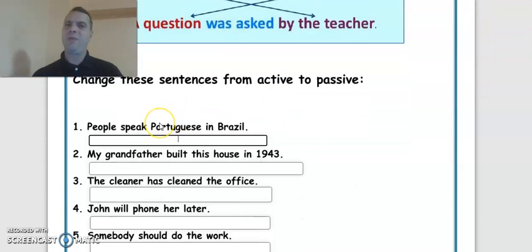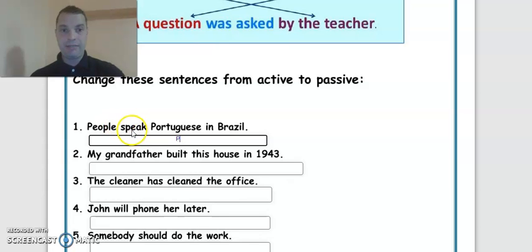So let's try number one together. This is active. People speak Portuguese in Brazil. Okay, so we know that the people speak Portuguese in Brazil. And this is the key, the people. The people speak Portuguese. This is active. If we change it to passive, we'll have to change the way the sentence is written. So we find out what the subject is, and that would be what's happened.